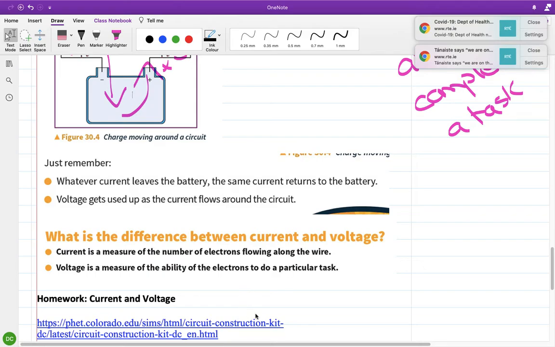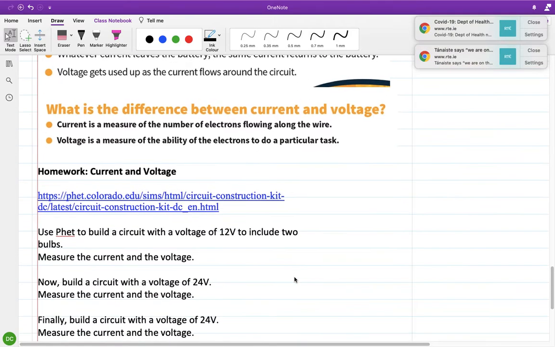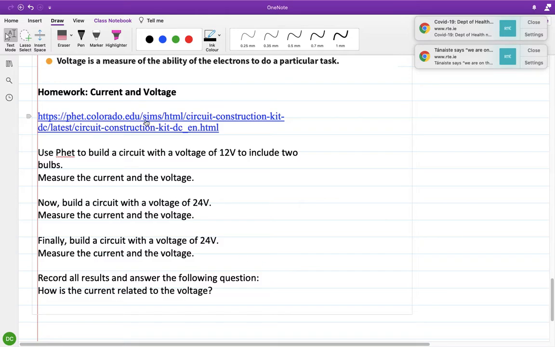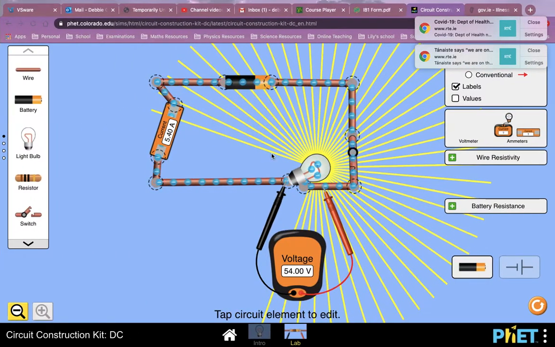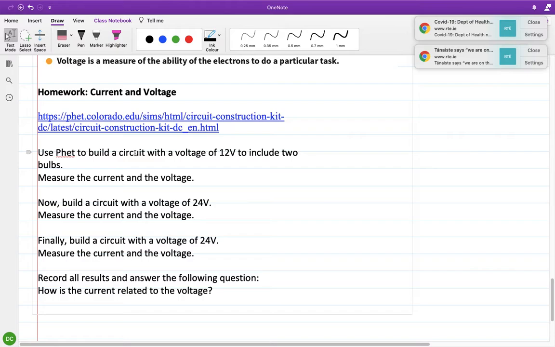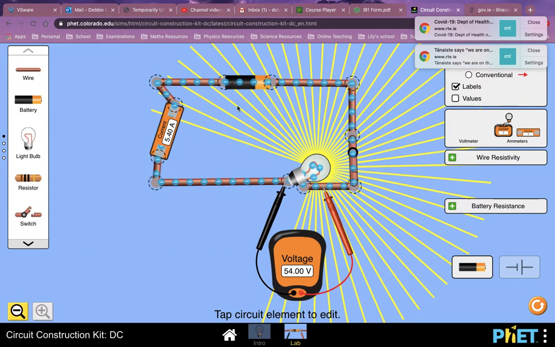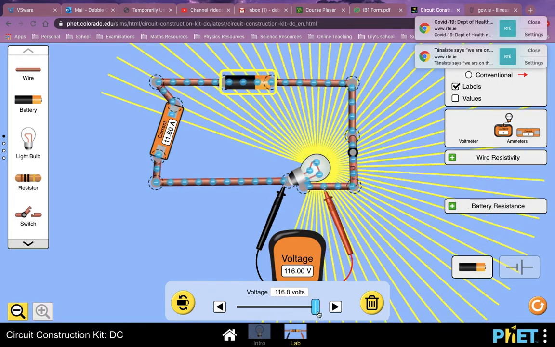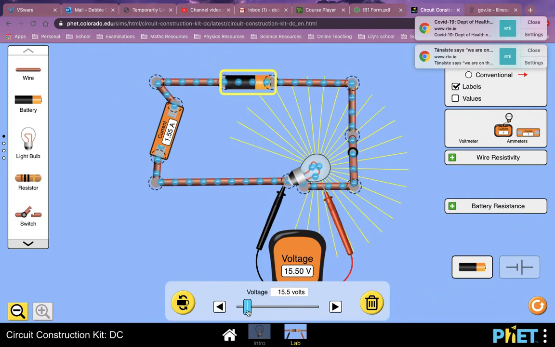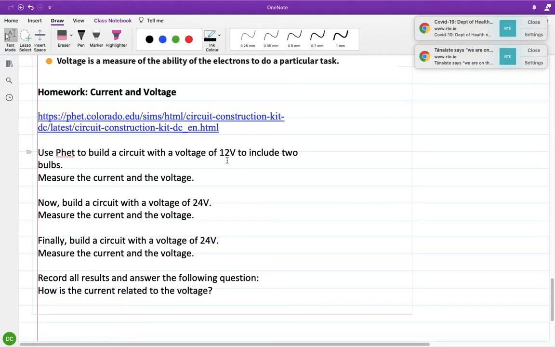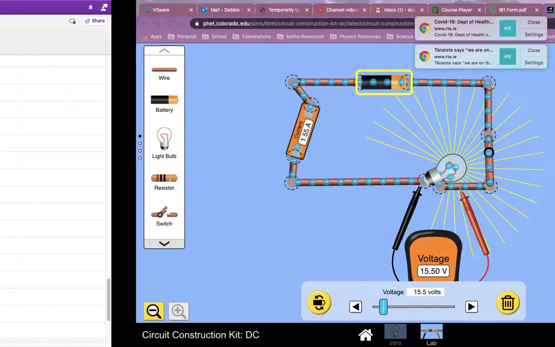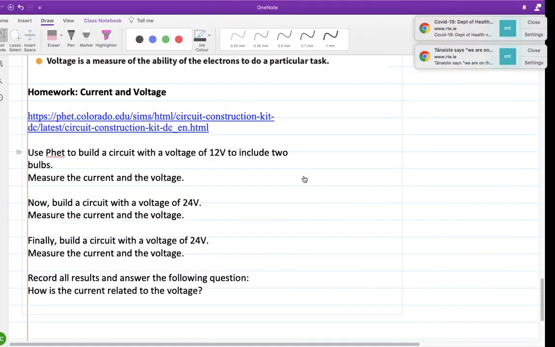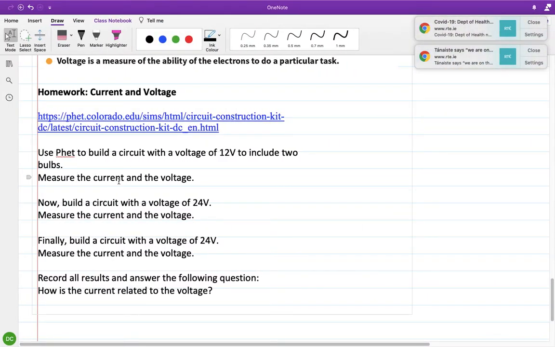Right, so for your homework, I want you to use this PhET simulation, which is this yoke here that I've been using. I want you to build a circuit with a voltage of 12 volts. If I click on the battery, you saw me do this earlier, I can play with the voltage. So I want 12 volts for the battery. I want you to include 2 bulbs, so I only put 1 in, you'll need to put 2 in. And I want you to measure the current and the voltage.